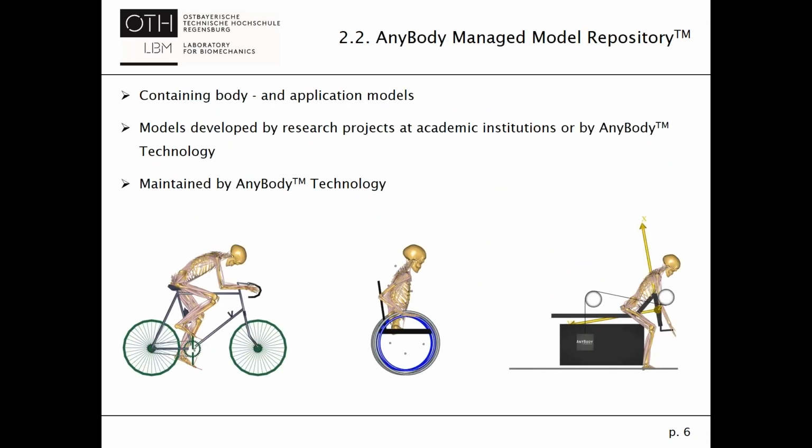The Anybody managed model repository is a library of models that contains body models and application models. An example for body models is a full human body model, or the mandible body also exists. And application models place the body model in the right context, namely an environment or an activity that is wished to be analyzed. The models are developed by research projects at academic institutions or by Anybody Technology in cooperation with academic institutions, and then those models are maintained by Anybody.